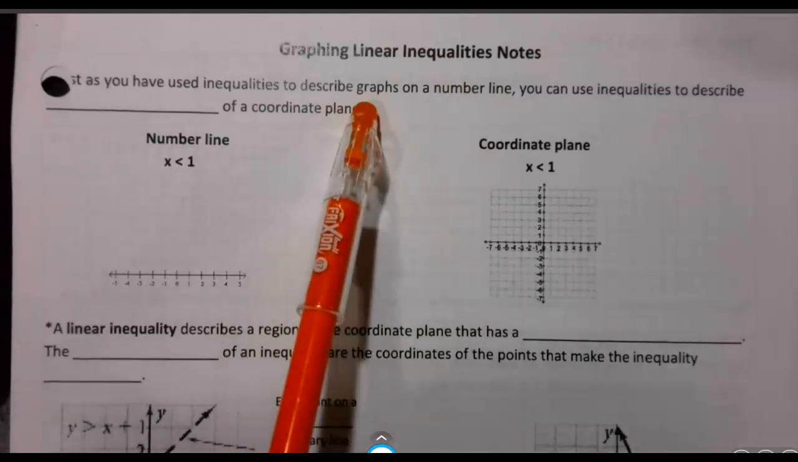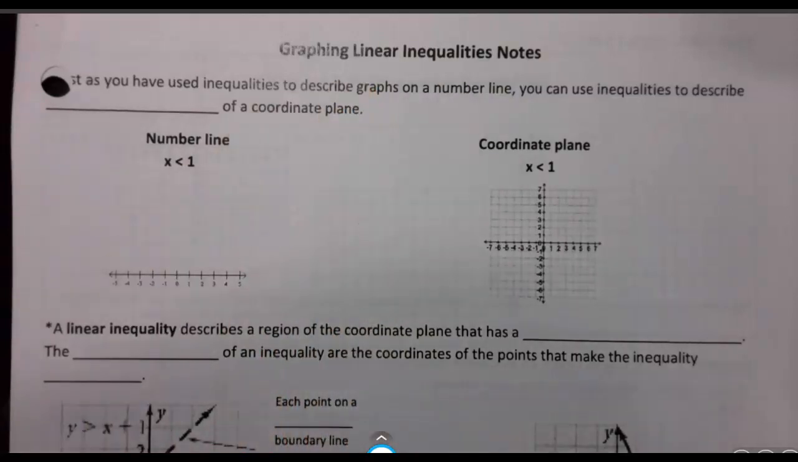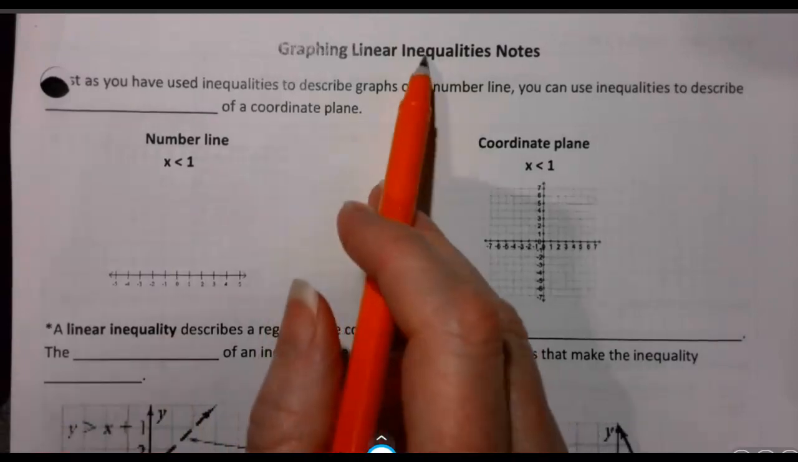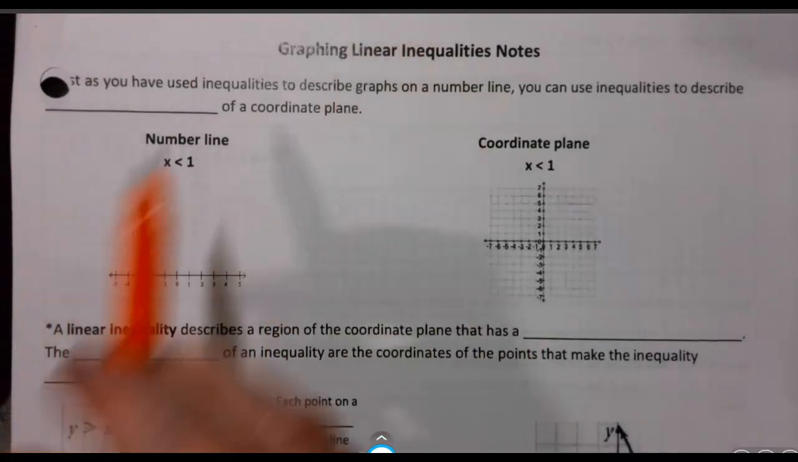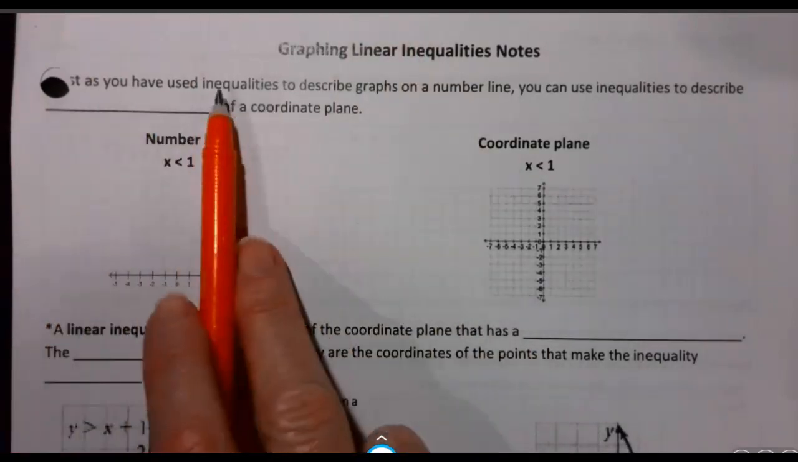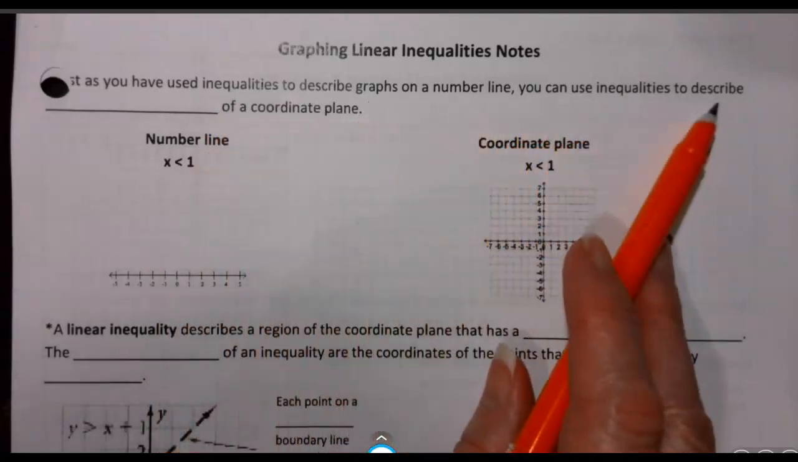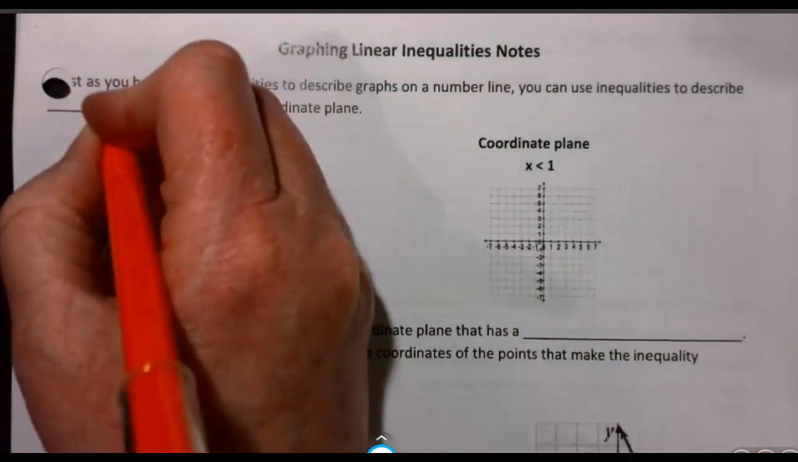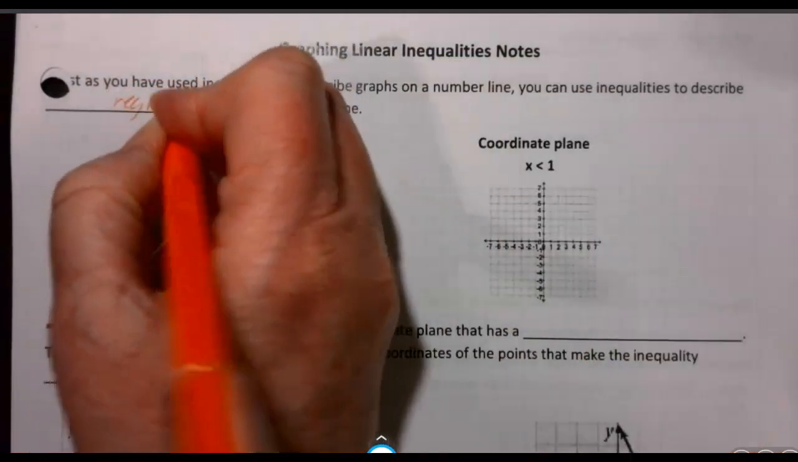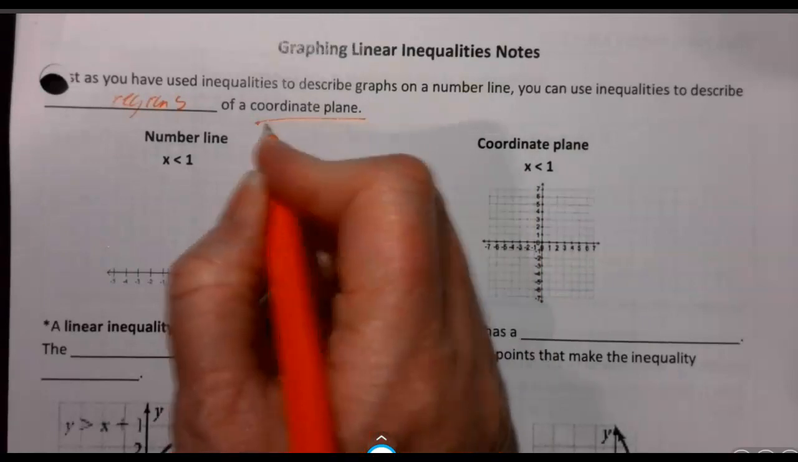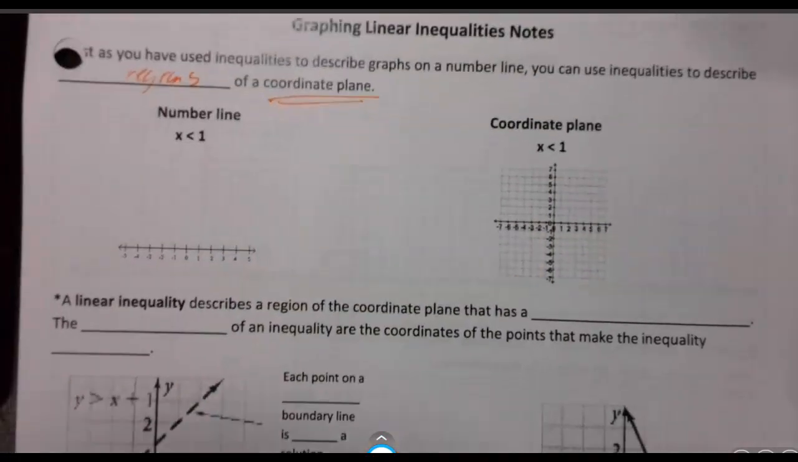So in this lesson, we are going to graph linear inequalities. We have graphed inequalities on a number line. Now we're going to graph them. Just as you have used inequalities to describe graphs on a number line, you can use inequalities to describe regions of a coordinate plane. So we're going to now graph inequalities in a coordinate plane.